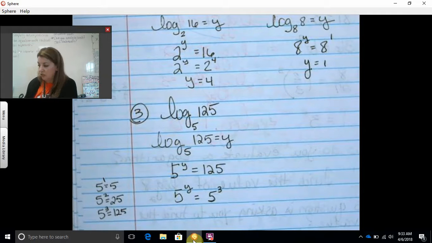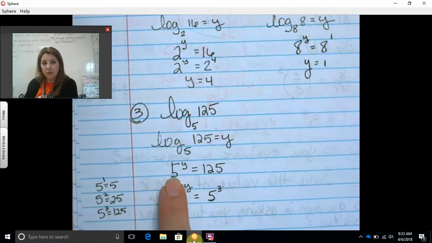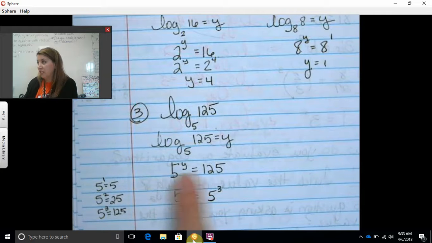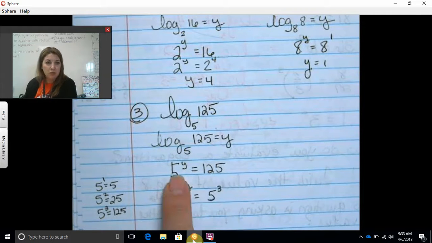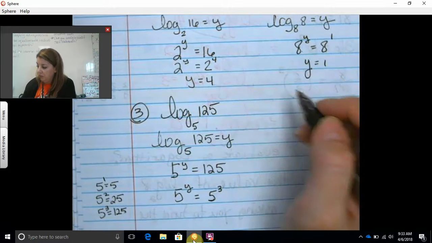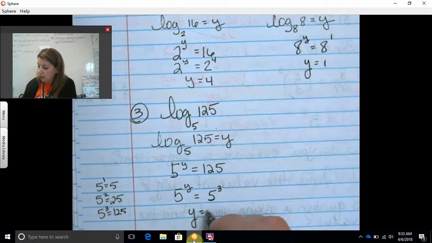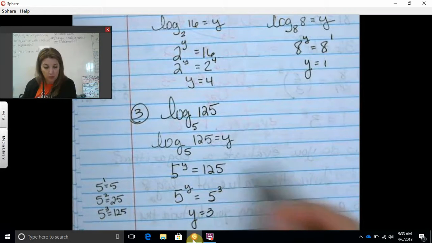If you're not sure what base to use, look at your smaller of the two numbers. And if that number can't be written with any other base except for itself, then that's the base you're going to try to see if you can write the other number with the same base. Okay? Because we won't use 2. 5 can't be written with a base of 2. 2 to the first is 2. 2 squared is 4. 2 cubed is 8. The only base you can write 5 with is 5. So we know y equals 3. 5 cubed equals 125.